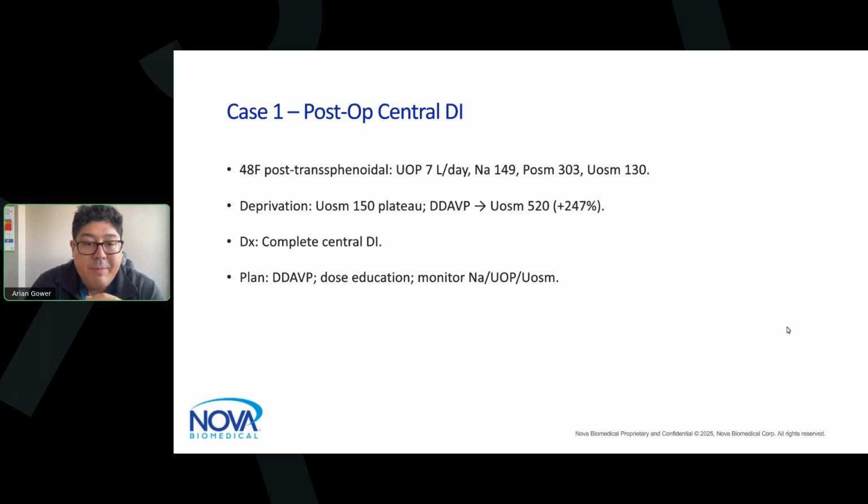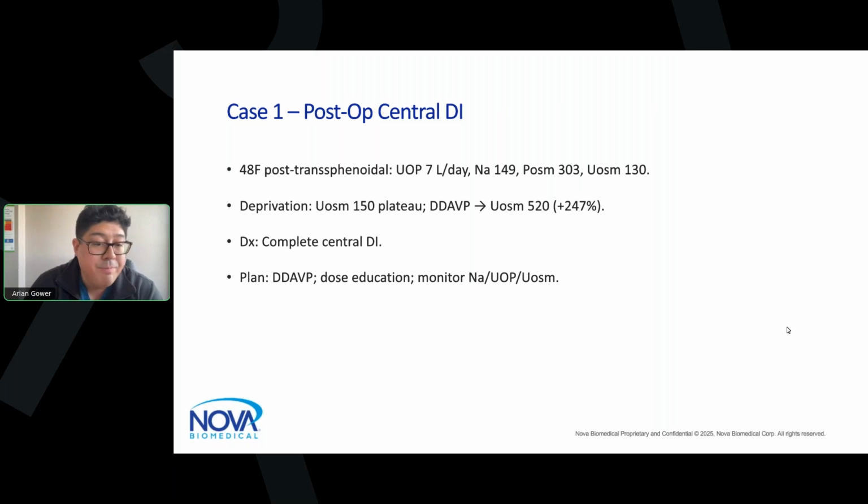In our first case, this is a post-op central DI patient, a 48-year-old female, post-transsphenoidal surgery, noted to have 7 liters of urine output each day. Sodium is 149 milliequivalents per liter. The plasma osmolarity is 303 milliosmoles per liter with a urine osmolarity of 130 milliosmoles per liter. Our interpretation of this is, despite being hypernatremic, we would expect the body to hold on to water as much as possible. However, the patient is having high urine output that is relatively dilute.